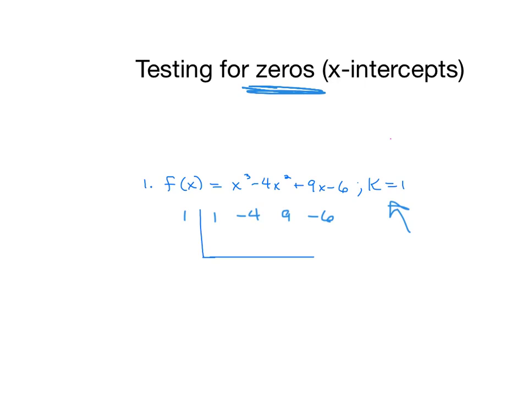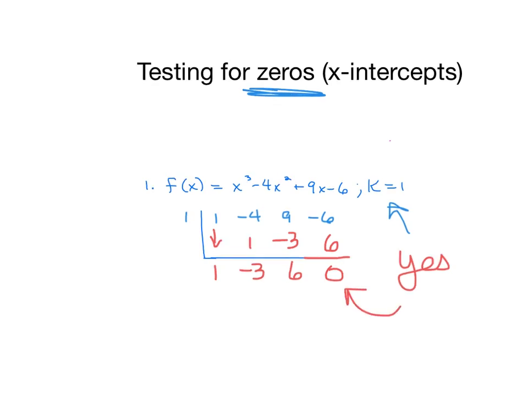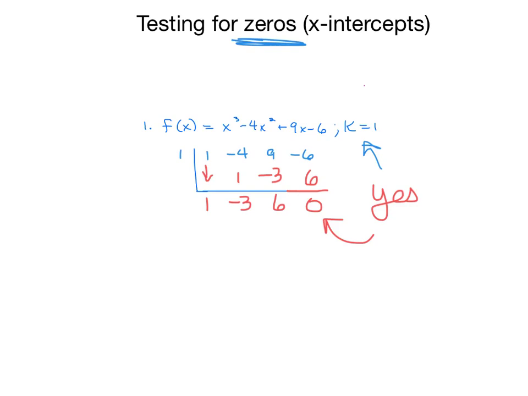So again, you just repeat the process. Drop down, multiply, add it up, multiply, add it up, multiply. Notice I got a remainder of 0, so you will say, yes, this is a factor. So if you get a remainder of 0, if it goes in evenly, then you will say k equals 1 works. As a factor, remember we can write it like this.